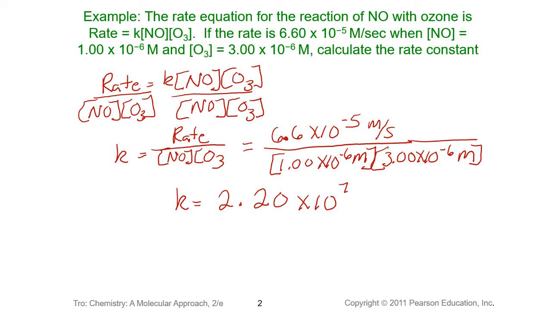And if we look at our units, one molarity is going to cancel, but the other will not. And so our seconds is going to be 1 over molarity seconds, or you might see it written as molarity to the -1, seconds to the -1. And so that would be our units for our rate constant.